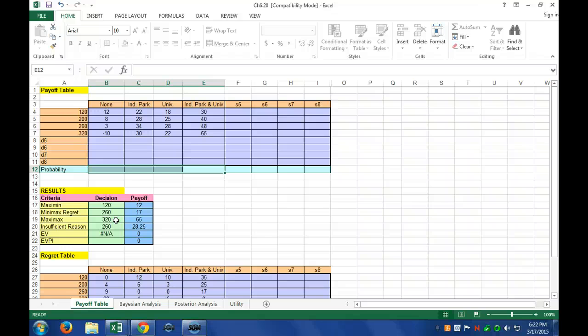So we need to figure out, and this might have been where you guys struggled a little bit, which is fine, we need to figure out the probability of the 4 outcomes, because there's really 4 outcomes, okay? The 4 outcomes are neither get built, the industrial park only, the university only, or both. Well, these are independent events.